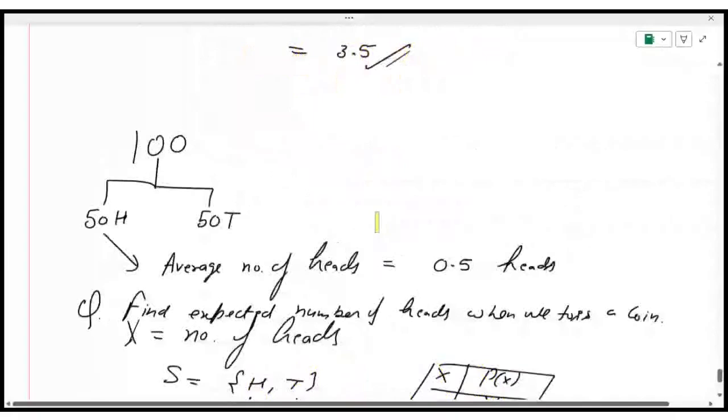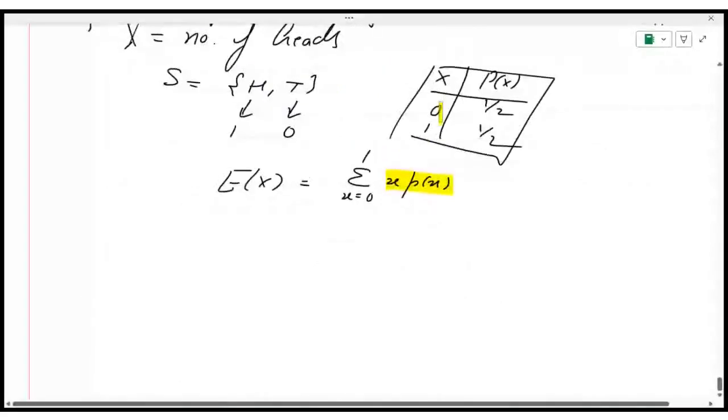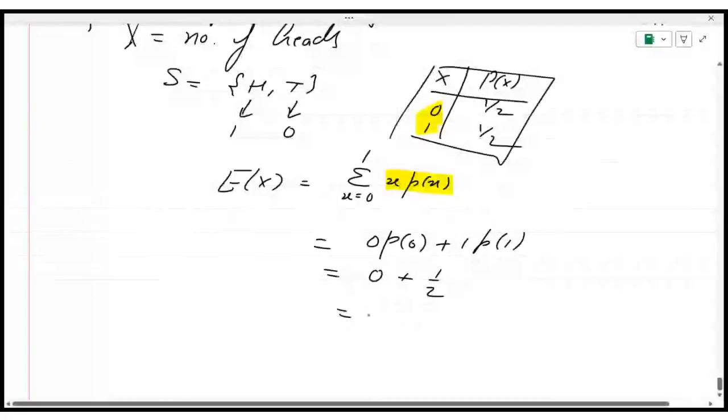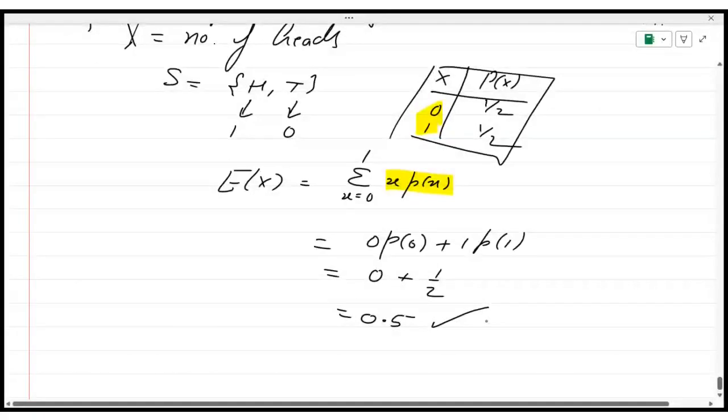So x into p(x), the values of x are 0 heads or 1 head if I am tossing the coin one time. So 0 into probability of 0 plus 1 into probability of 1. 0 into anything is 0, 1 into probability of 1 is 1 by 2, which is 0.5. This is the average number of heads that we expect to get when we toss a coin. 0.5, which common sense also answers for this question.